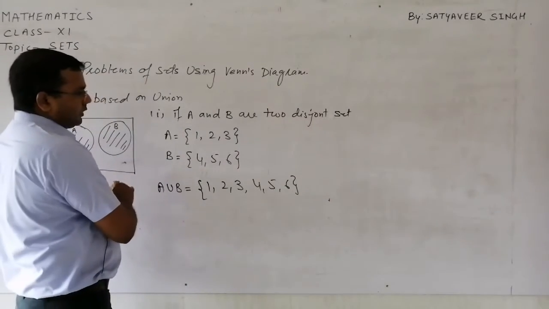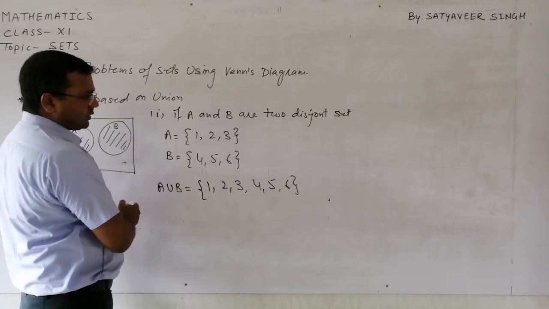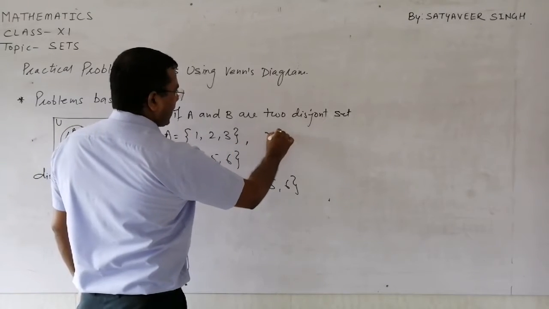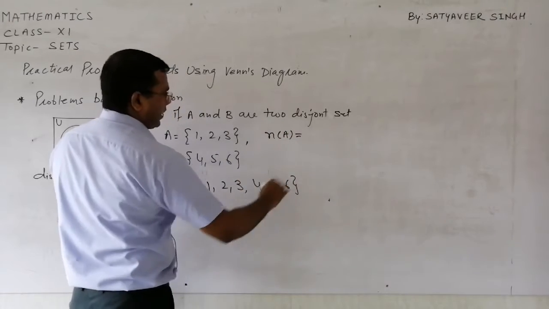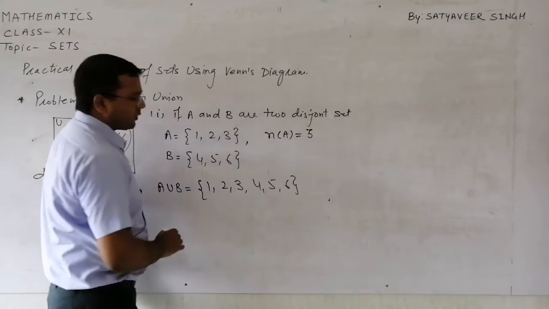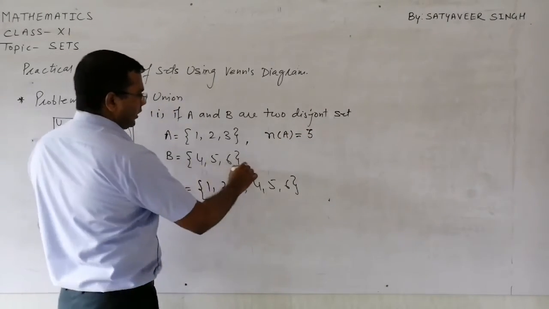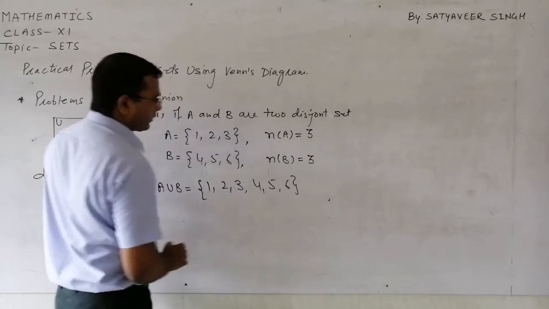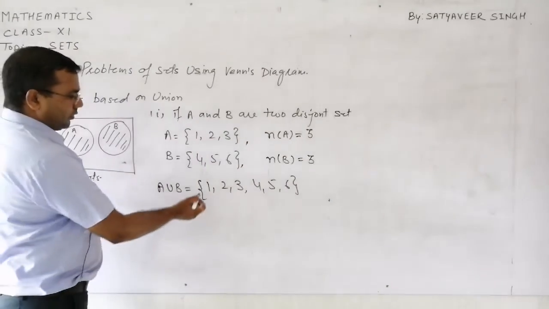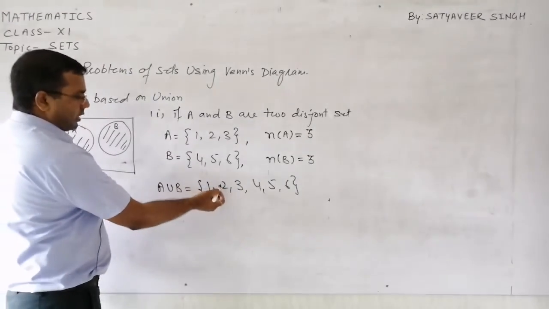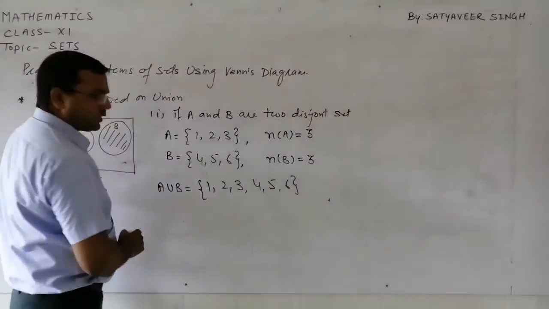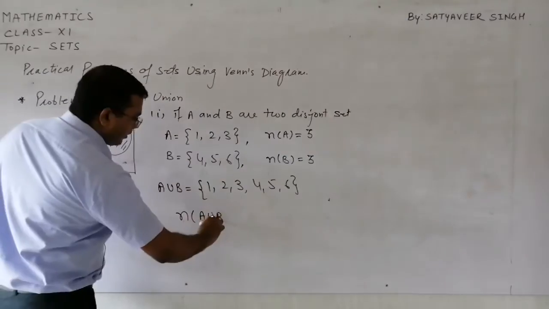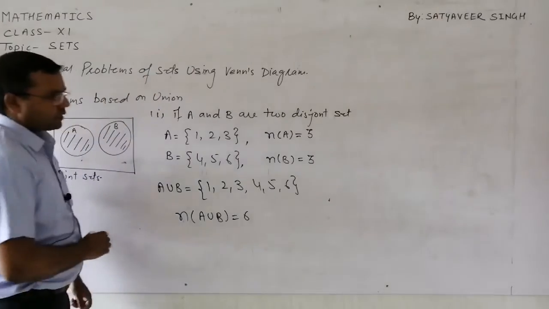See student, here there are three elements. We have discussed this already. So we can write the cardinality of set A is 3. This is called cardinality. Similarly, the cardinality of set B is also 3. And if you notice the number of elements in A union B, there are 6 elements. So the cardinality of A union B is 6.